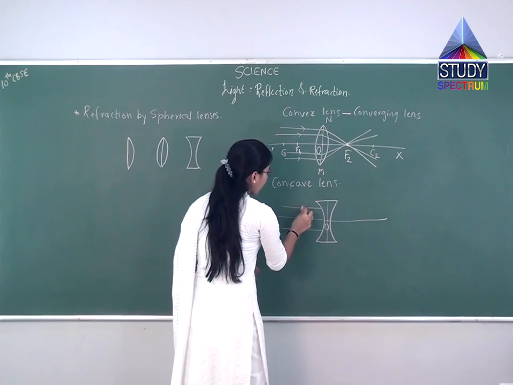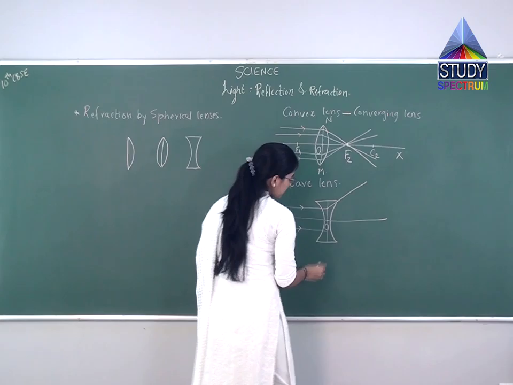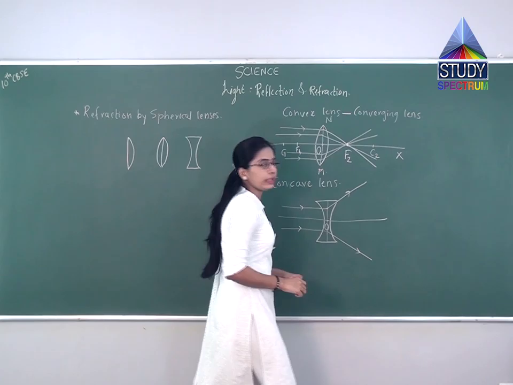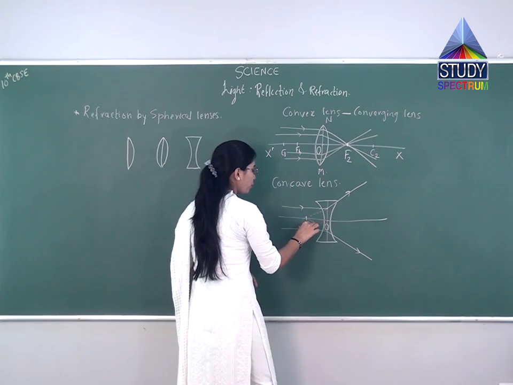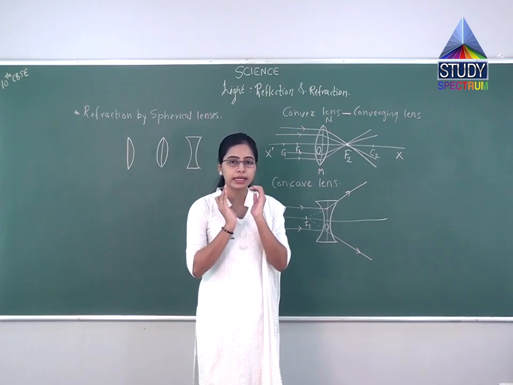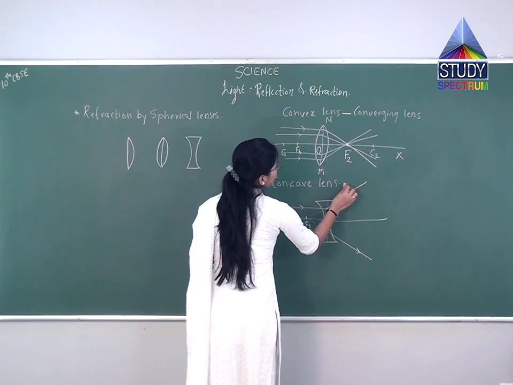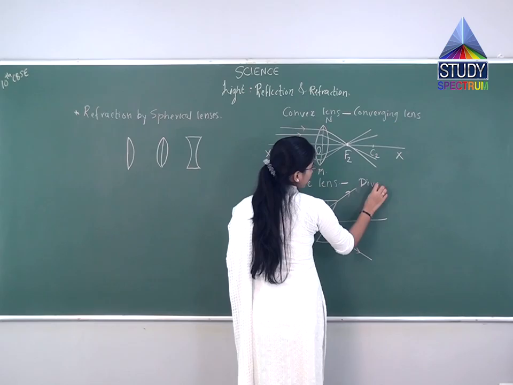Now you will see that these rays get refracted, but you will observe that these rays are diverged, and it seems that they diverge from a single point. That point is nothing but the principal focus of the concave lens, like this. So you can see, in the case of a concave lens, all the rays which are traveling parallel to the principal axis are diverged, meaning they get separated in different directions. That's why concave lenses are called diverging lenses.